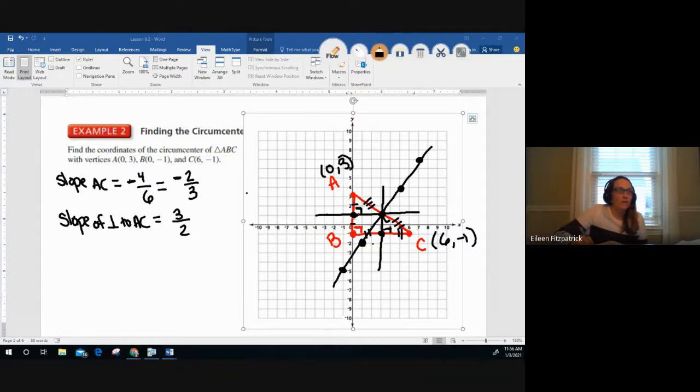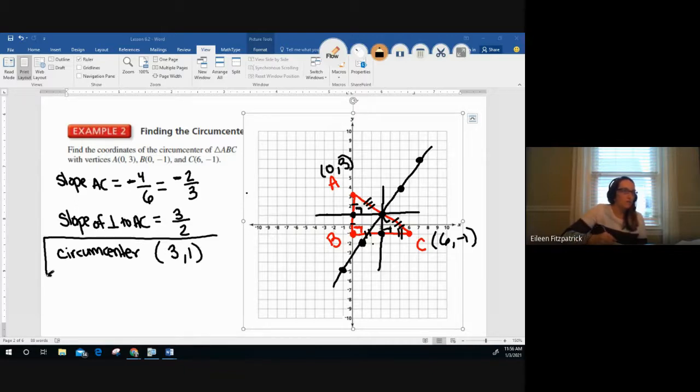So I can see that all three perpendicular bisectors intersect right here, which is your circumcenter. So the coordinates of your circumcenter are, what is that, 3, 1. And there you go. All right. So that was a multi-step problem, but not too bad. Let's keep moving along.